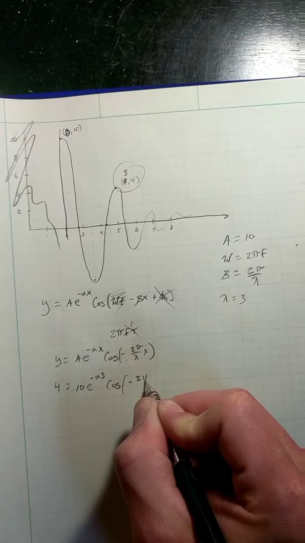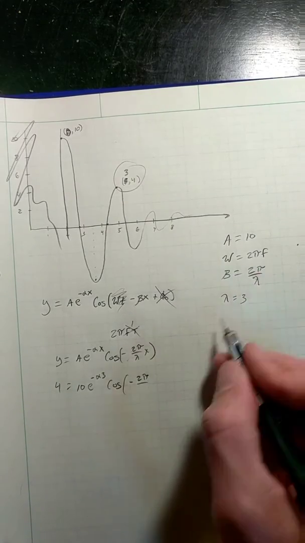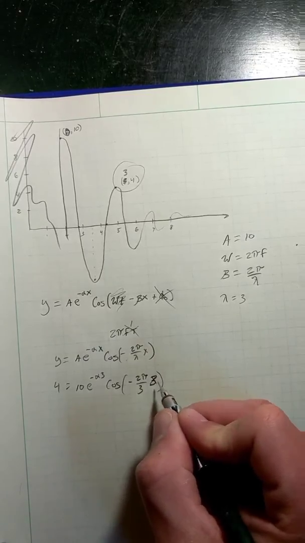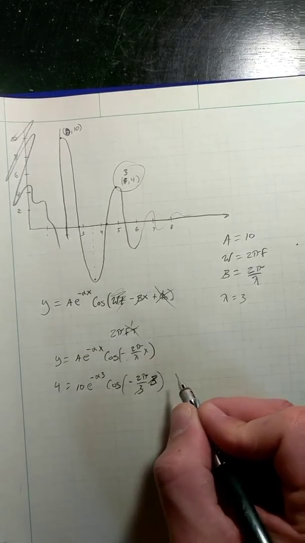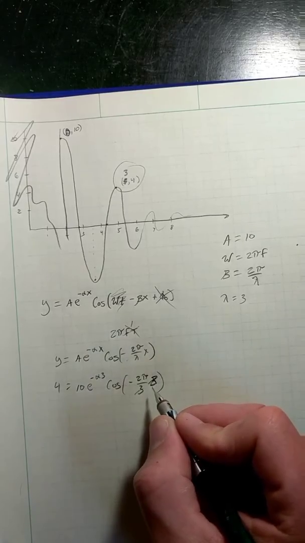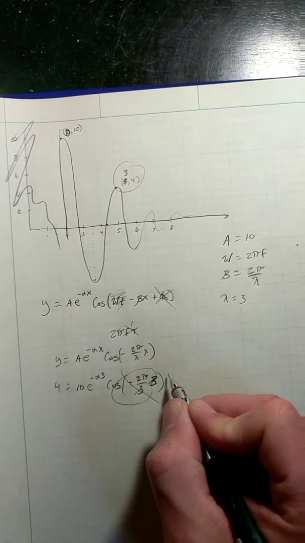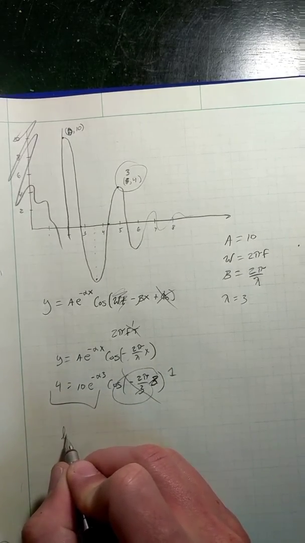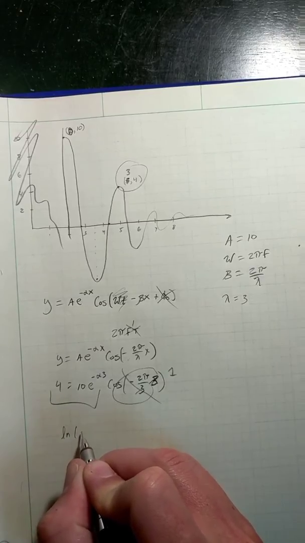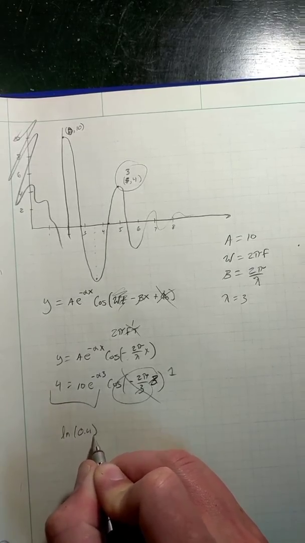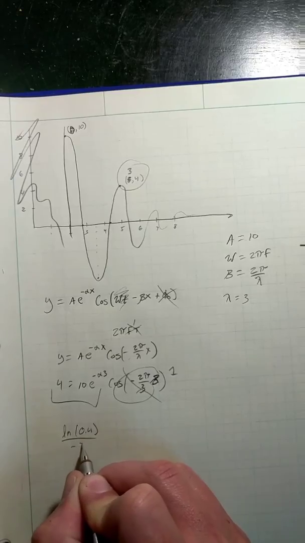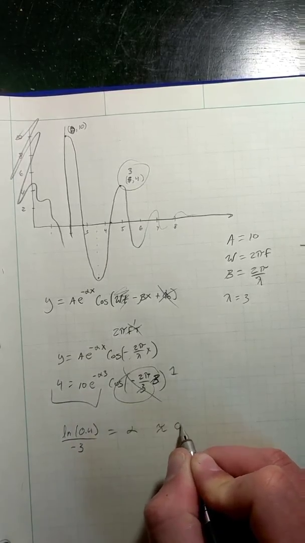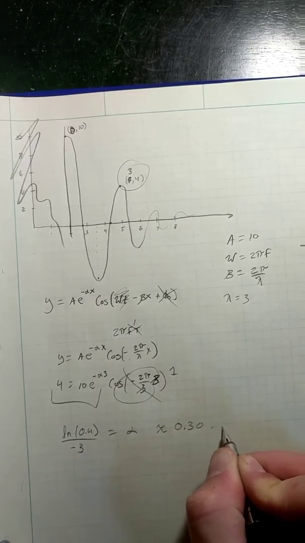Cosine of negative 2 pi over the wavelength, which is 3, times x, which is 3. That cancels, so now we just have cosine of 2 pi, which becomes 1. So now we just have to solve that. Divide both sides by 10, take the natural log, and then divide by negative 3. That gives you your alpha, which was 0.30-something, I don't know.